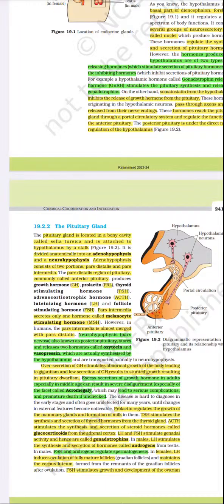The pars distalis region of the pituitary, commonly called the anterior pituitary, produces growth hormone, prolactin, thyroid stimulating hormone, adrenocorticotropic hormone, luteinizing hormone, and follicle stimulating hormone. Pars intermedia secretes only one hormone called melanocyte stimulating hormone. However, in the human, the pars intermedia is almost merged with the pars distalis.